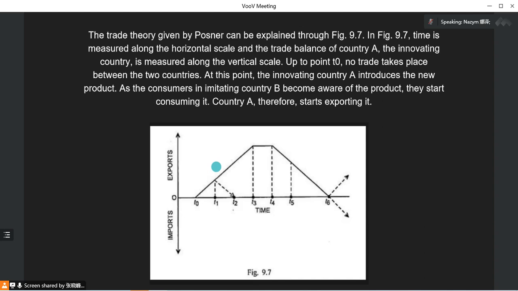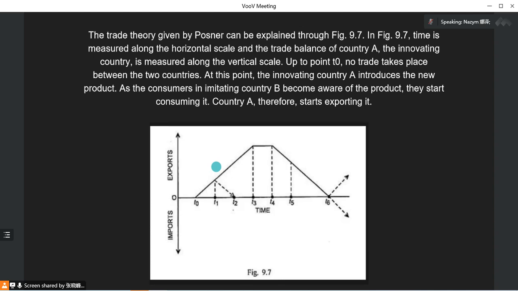Next slide. The product cycle model was originally developed by Raymond Vernon, and it has been supported by Louis Wells and Hirsch. This model explains that a product is initially produced and exported by the innovating country, but finally it ends up importing the same product or a different variety of the product.